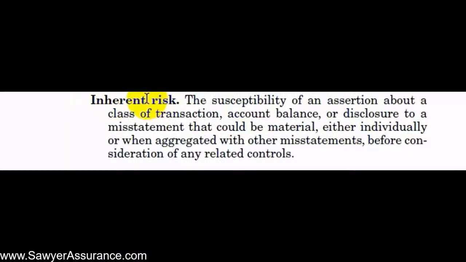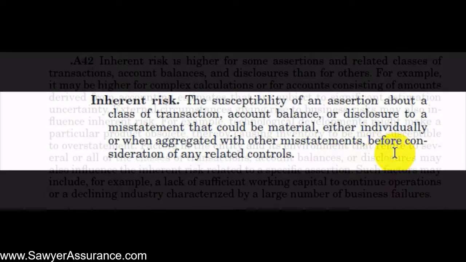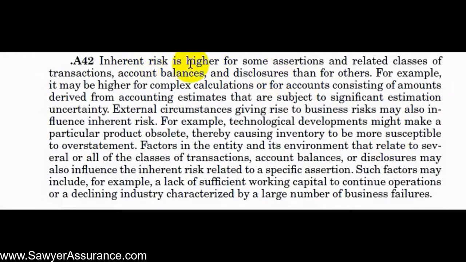So first we have inherent risk at the company, and this is the susceptibility of an assertion about a class of transaction, account balance, or disclosure to a misstatement that could be material, either individually or when aggregated with other misstatements, before consideration of any related controls. And so inherent risk could be higher for certain assertions or account balances for a number of reasons, one of which may be that there are complex calculations involved in coming to that account balance. For example, maybe trying to calculate the value of derivatives or some other complex calculation.